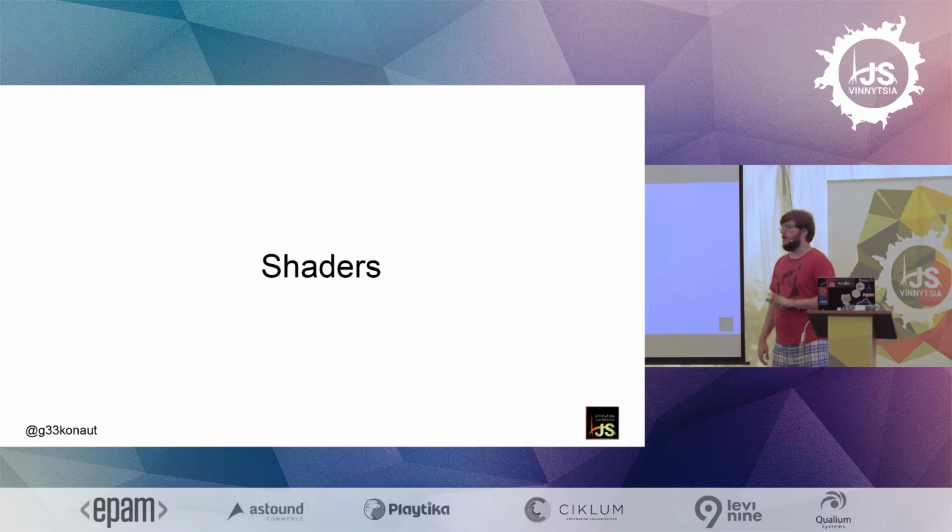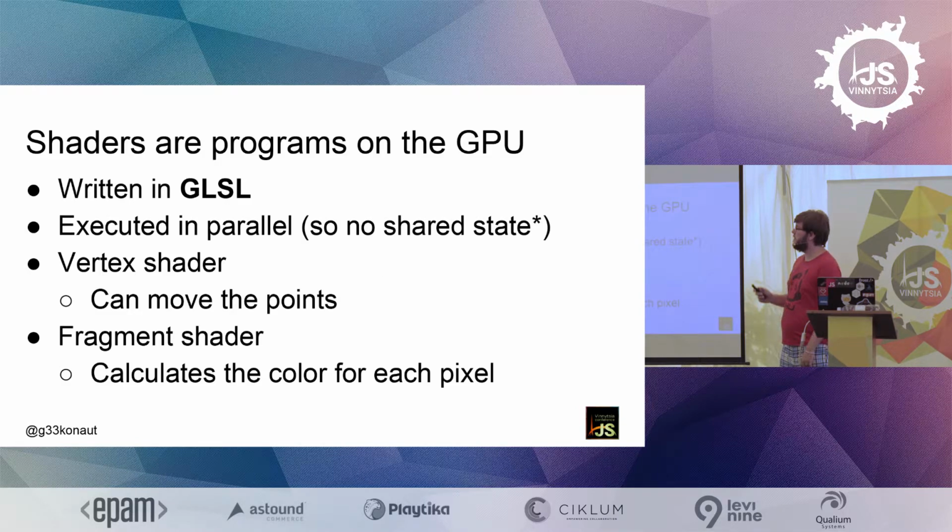Sweet. Now we have to build shaders. That's a more involved process. First things first, as I said, shaders are not written in JavaScript, they're written in a language called GLSL. The cool thing is they're executed in parallel, they don't really have a shared state, which is nice. And then we have the Vertex Shader, and then we have a Fragment Shader, and we have to have one of each. You can't just have a Fragment Shader without a Vertex Shader. You have to have both.